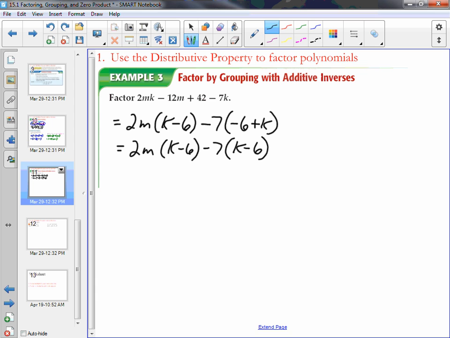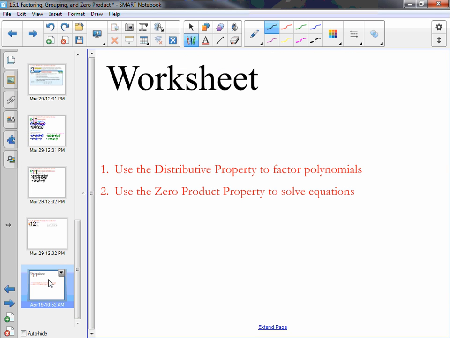And now I see the next greatest common factor, don't you? It's k minus 6 times 2m minus 7. And so, we have a worksheet.